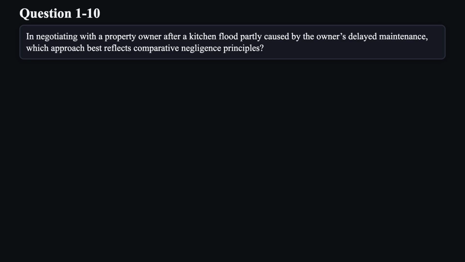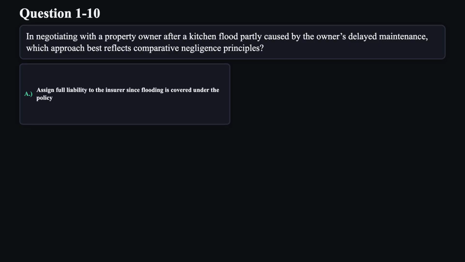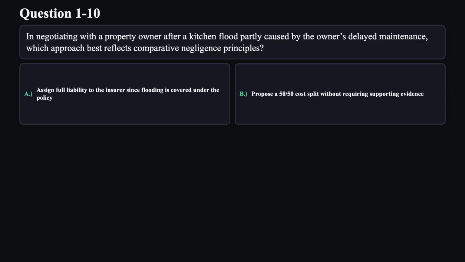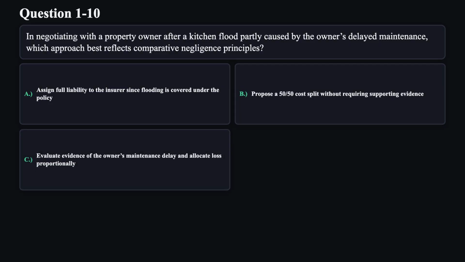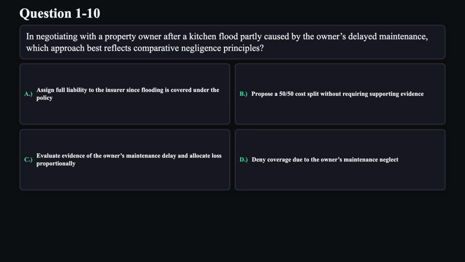Question 10. In negotiating with a property owner after a kitchen flood, partly caused by the owner's delayed maintenance, which approach best reflects comparative negligence principles? A. Assign full liability to the insurer since flooding is covered under the policy. B. Propose a 50/50 cost split without requiring supporting evidence. C. Evaluate evidence of the owner's maintenance delay and allocate loss proportionally. D. Deny coverage due to the owner's maintenance neglect.